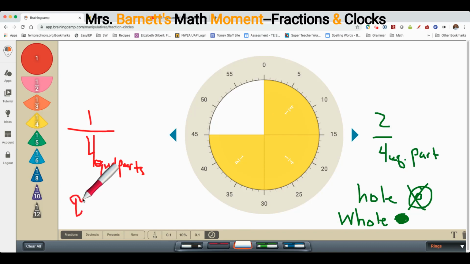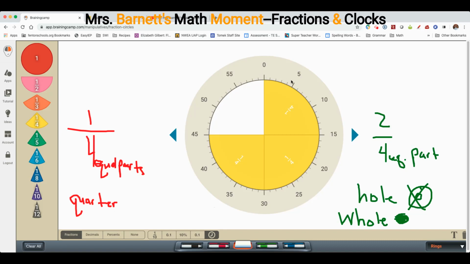You can think about money. This also relates to money. There are 4 quarters in a whole dollar. So this could be 25 cents. If this was money, that would be 25 cents, and 4 of them would equal a whole. The whole can change. So when I'm talking about 4 quarters in a dollar, my whole amount is worth 100. So every quarter is worth 25.